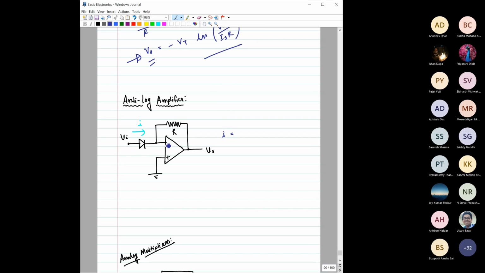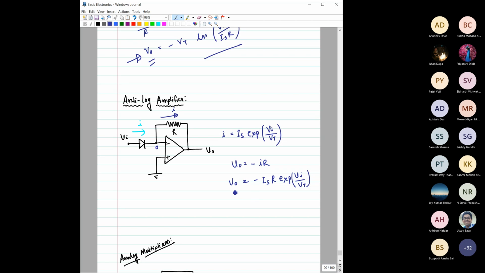So here this current I would be equal to, this is again at 0 potential, virtual ground, right? So the voltage drop across this diode is now Vi. Again we are neglecting the -1 term, so you can directly write I = Is exponential of Vi by Vt. Now the same current has to flow through this resistor, so V output would be equal to minus I into R. So it is minus Is R exponential of Vi by Vt. So this is the output voltage.